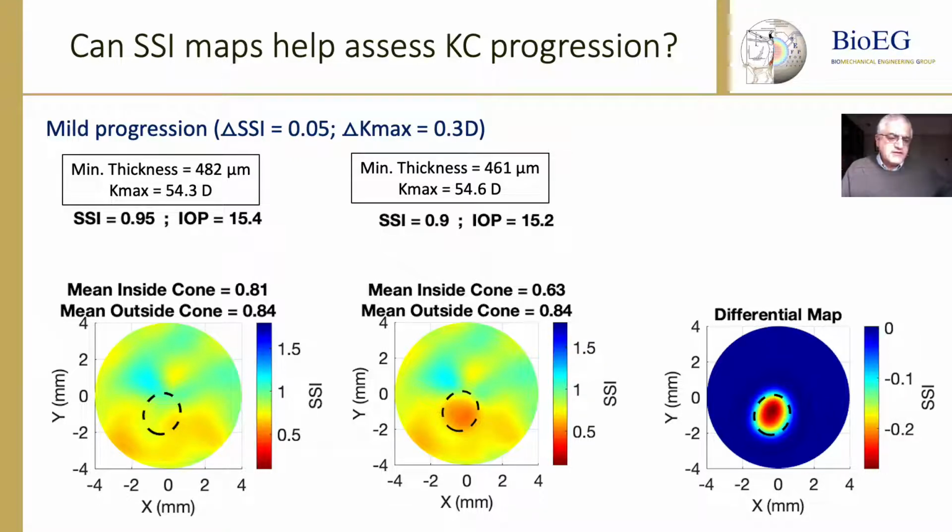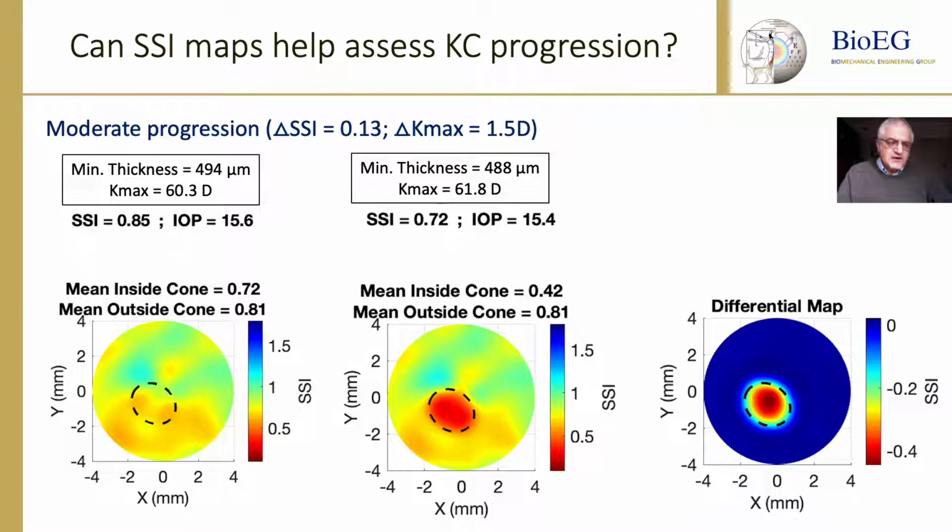Here SSI and topography were measured before progression, and then SSI and topography were measured after progression. The difference between these two stages represents a case of mild progression with very small deterioration in SSI, 0.05, and very small change in Kmax of 0.3 diopter. The really interesting thing is the differential map, which you see on the bottom right. Here you can see that outside the cone, there has been almost no change. Most of the change is happening within the cone.